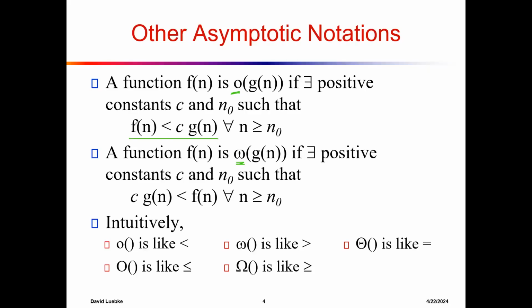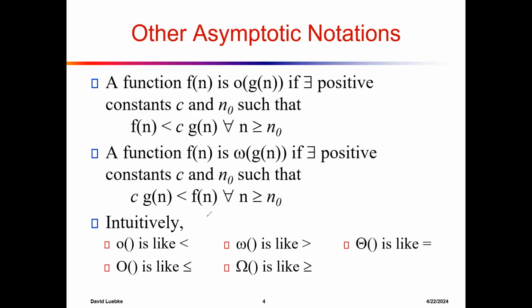This one says f of n is less than c times g of n. This one says c times g of n is less than f of n. So if we turn it around, we'd say f of n is greater than c times g of n. So O is when f of n is less than c times g of n. Omega is when f of n is greater than. But the difference is with big O, there's a less than or equal. With little o, there's no equal. With big omega, there's an equal. With little omega, there's no equal. Okay?